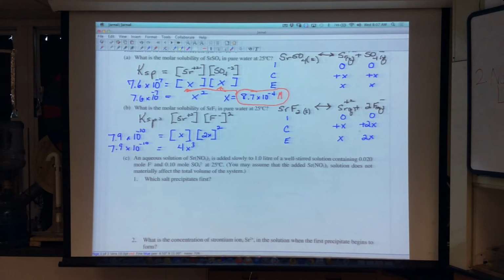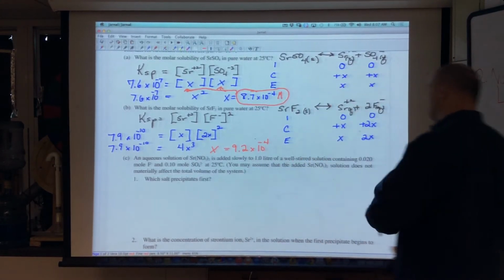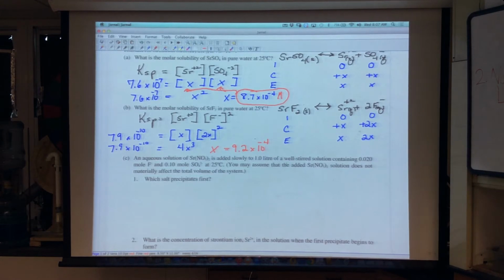So I get my x to equal 9.2 times 10 to the negative 4, with 2 significant figures. What does that represent? Oh, I did make a mistake. Yes, I did. Because you're not just cube rooting, you have to divide by 4 first, because you're solving for x.